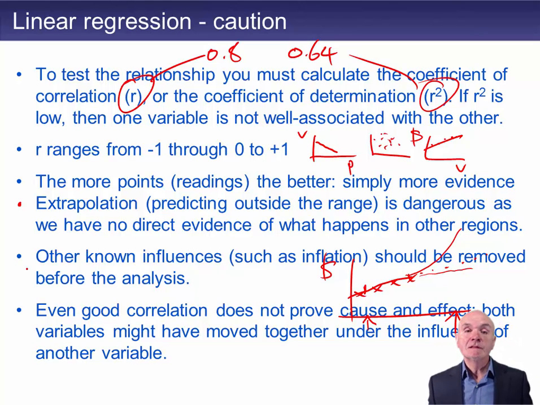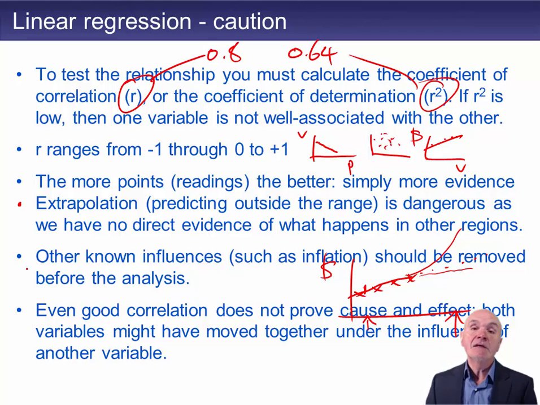Other known influences, such as inflation, should be removed before you do your analysis. So if you had cost and volume from the last 5 years, then of course, as well as the volume influencing the cost, inflation or commodity prices are going to be influencing the cost. And what we need to do is to try to get rid of these known influences. So what you could do is inflate all of these costs up to current amounts and then do your linear regression.